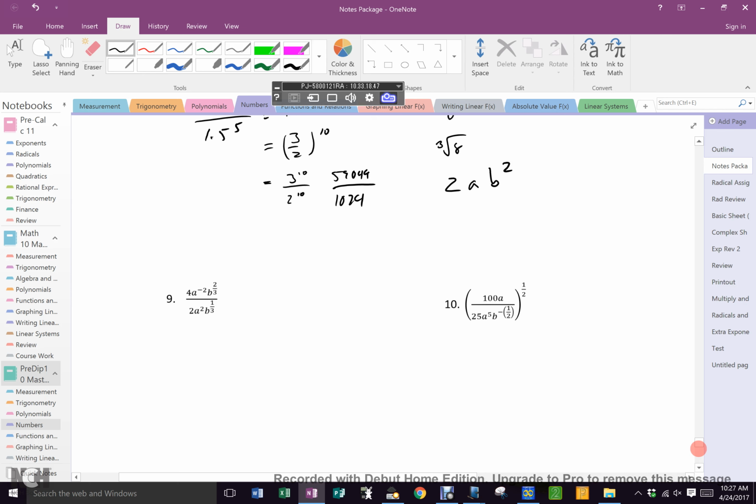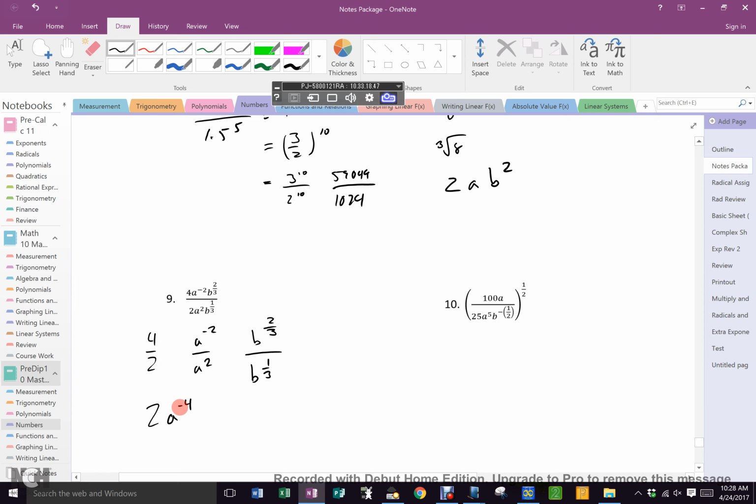Look at 9. Does it look frightening? It looks frightening, but is it? No, because it's 4 over 2, a to the negative 2 over a to the 2, and b to the 2/3 over b to the 1/3. What do you do there? Divide. What's 4 divided by 2? 2. What do you do there? Subtract. What's negative 2 minus 2? Negative 4. A to the negative 4.